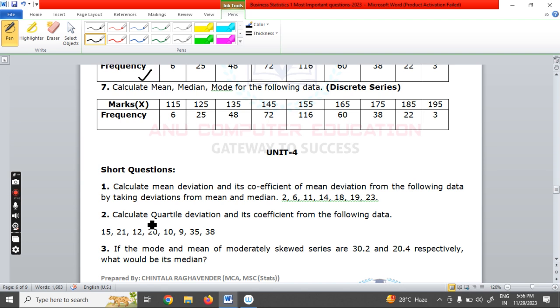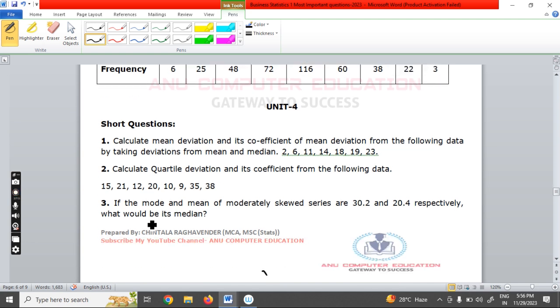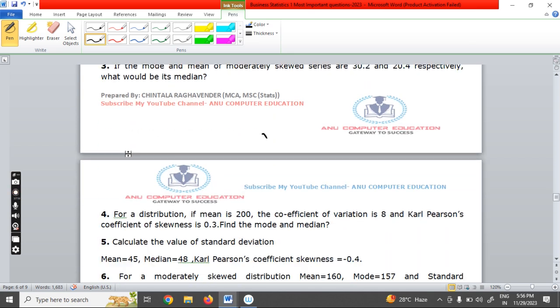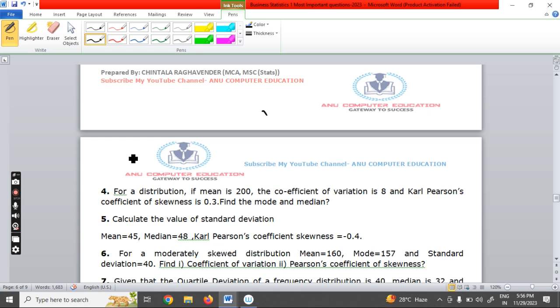And before going to the exam, just once you refer the solution, I am saying 100% you can get good marks in your final exam, outstanding. So these are very, very important questions in your final exam.